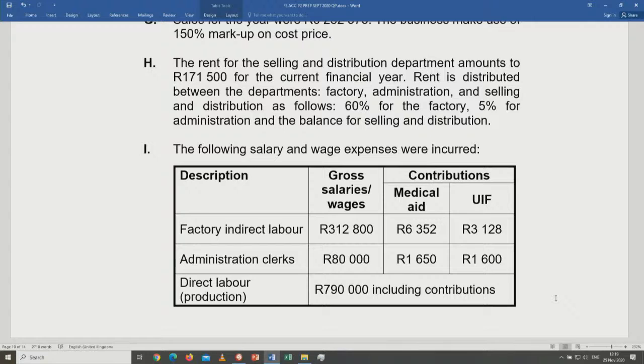Information number I. The following salary and wages expenses were incurred. Factory indirect labor, it's indirect labor, so it will go to administration. Administration clerks, that's not our problem. Direct labor, production, 790,000 including contributions. So they gave us direct labor. Where can we use that direct labor, you think? You're right, on the production cost statement. So let's go to our production cost statement, right?